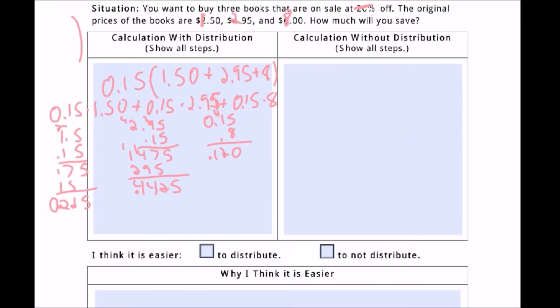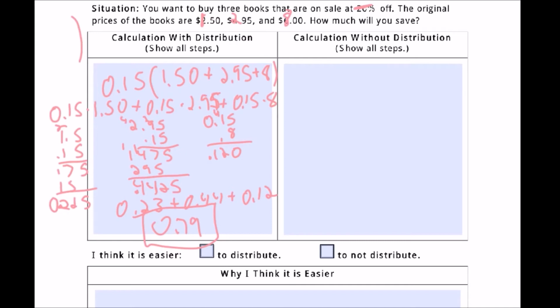Alright, I paused the video while I worked out all those multiplications. After you've worked them all out, you need to make sure you round to the nearest cent. So we want two decimal places. This 225 thousandths is going to round to 23 cents, plus 44 cents, plus 12 cents. So we're going to add that up. 23 plus 12 would be 35, so 79 cents. That's how much we're going to save.